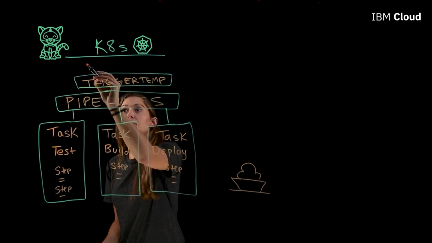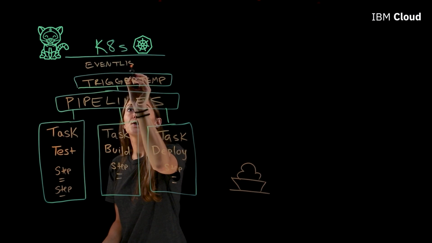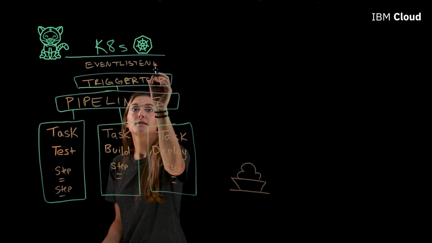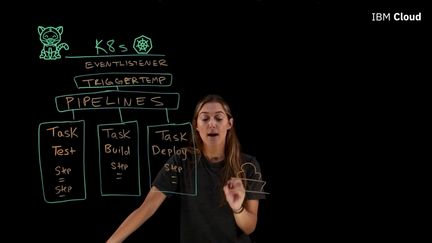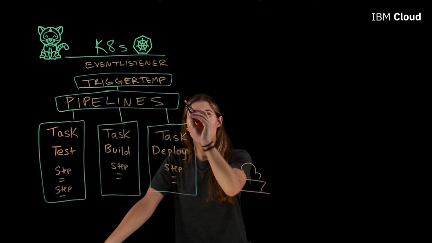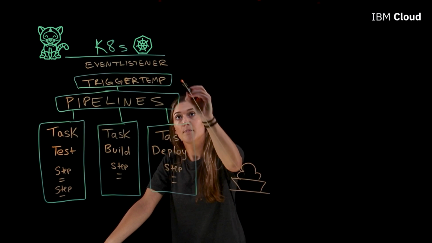There's a concept called the EventListener, which listens to specific events. In this case, it will be listening to our developer committing code. Once that happens, it will pick it up and it'll fire off our pipeline.